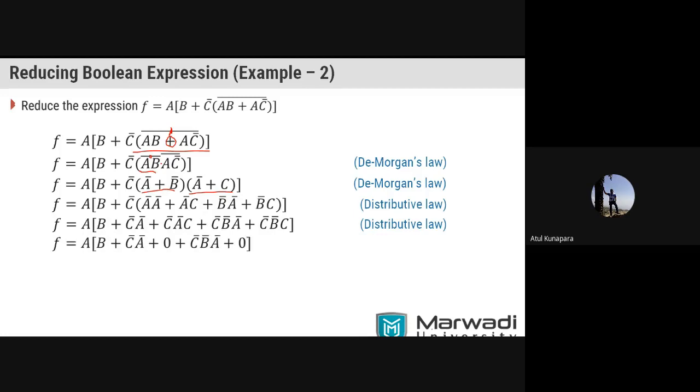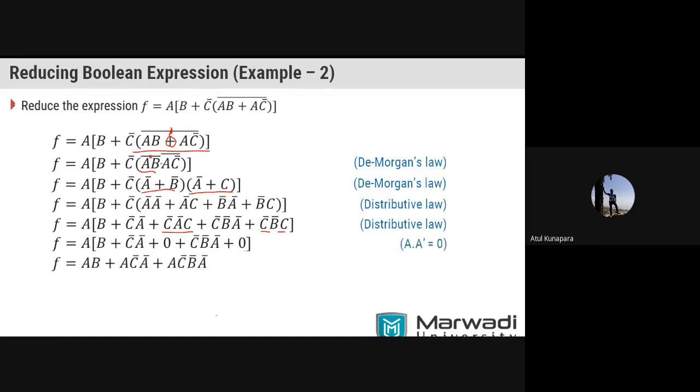Then next, you apply C bar into C, that is the AND rule, right? Here C bar and C. So C bar into C will always give you 0, so this term becomes 0. And similarly here also C bar and C, so that term will also be 0. So those two terms become 0 and the remaining two terms stay as they are.